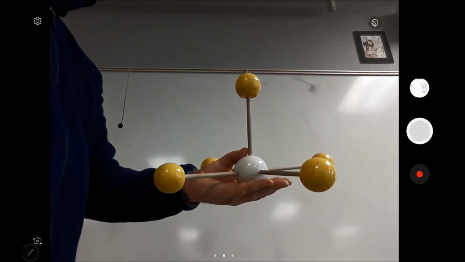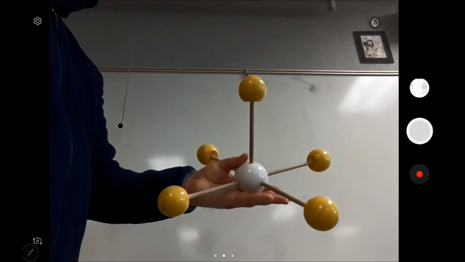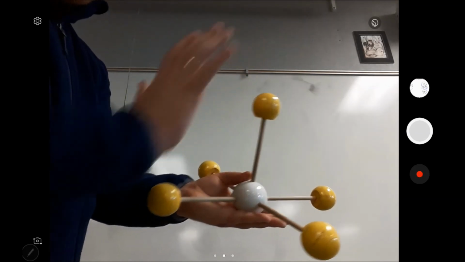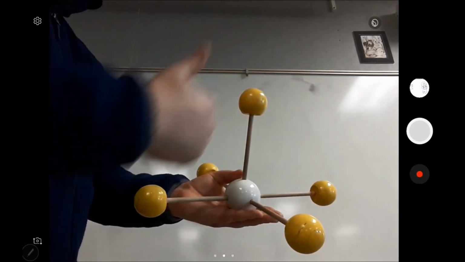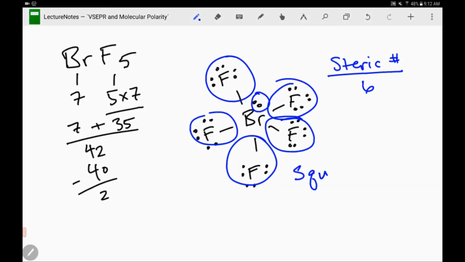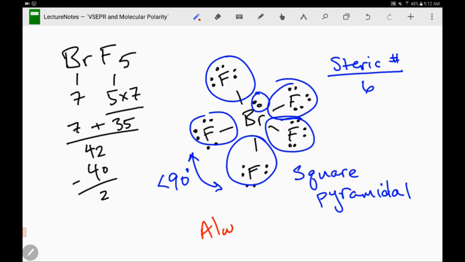Now because the lone pair is not being balanced out by anything else, its repulsive forces are greater, so it's pushing these bond angles closer together. So while this used to be 90 degrees, it's actually less than 90 now. So the shape is called square pyramidal. The bond angle here is less than 90 degrees, and it will always be a polar geometry. So if you have this shape, it will always be polar.